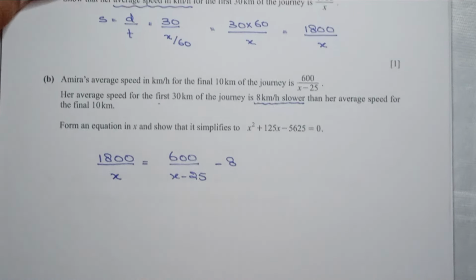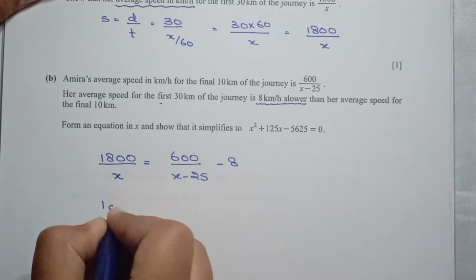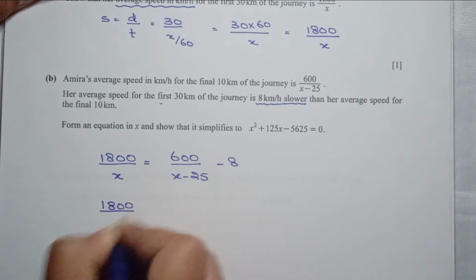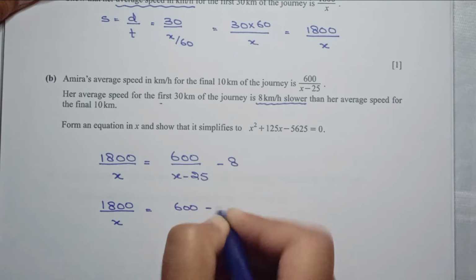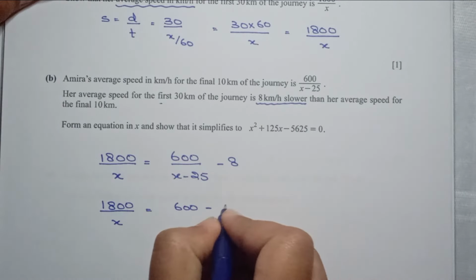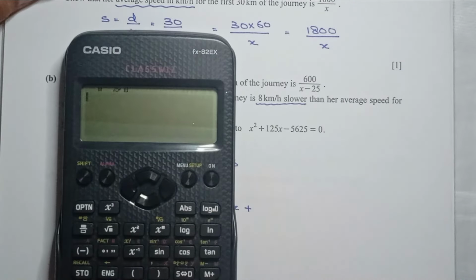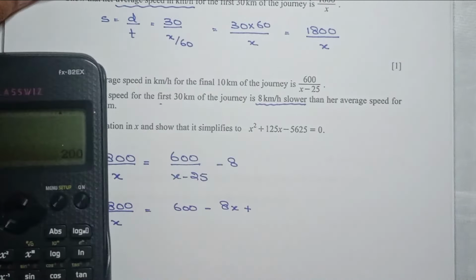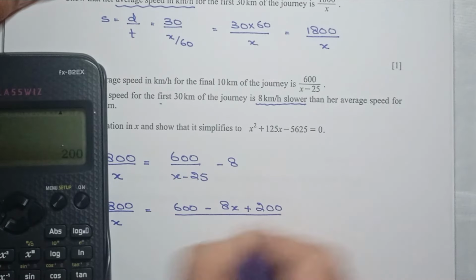So let me simplify this equation now. So it would be 1800 dividing by X. This would be equals to 600 minus 8 is going to multiply with this expression. It is 8x minus minus would be plus. So 8 times 25 is 200. Plus 200, it is going to divide with x minus 25.